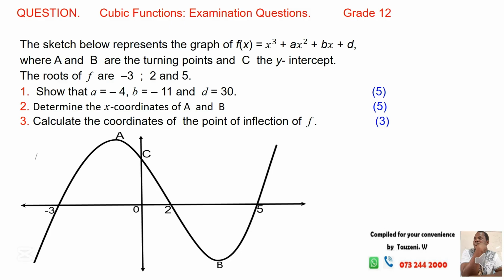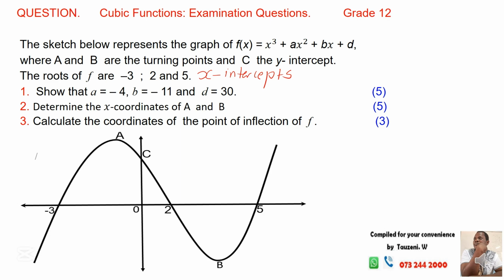The roots of a function are the x-intercepts. So the roots are the x-intercepts. These are the points at which the graph is crossing the x-axis. They are the ones that we are referring to as the roots of the function.